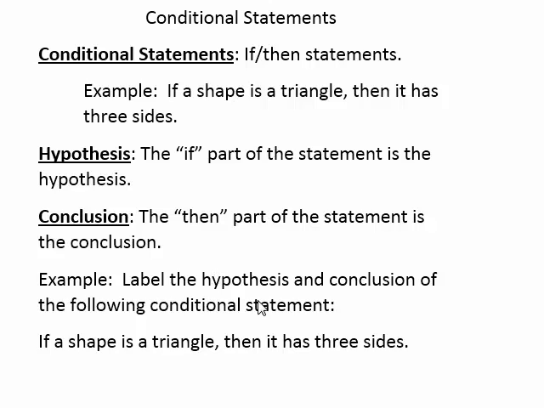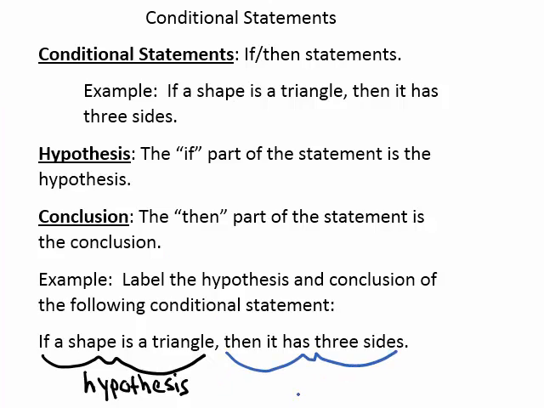So for example, label the hypothesis and conclusion of the following conditional statement. If a shape is a triangle, then it has three sides. So we're going to label the hypothesis and we're going to label the conclusion. The hypothesis is the if portion of the statement. So this portion before the comma is the if portion, and that's going to be the hypothesis. The conclusion is the then portion of the statement, and it is after the comma, so this side is the conclusion.